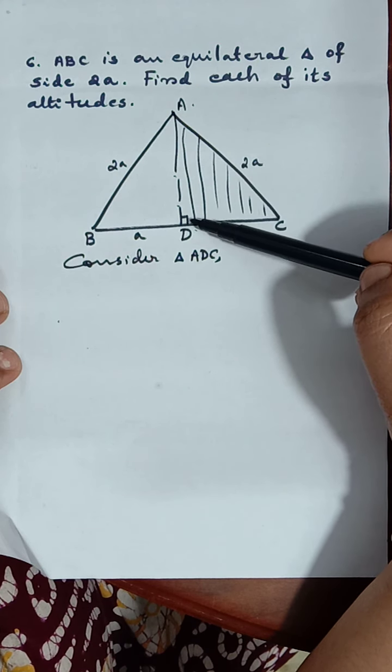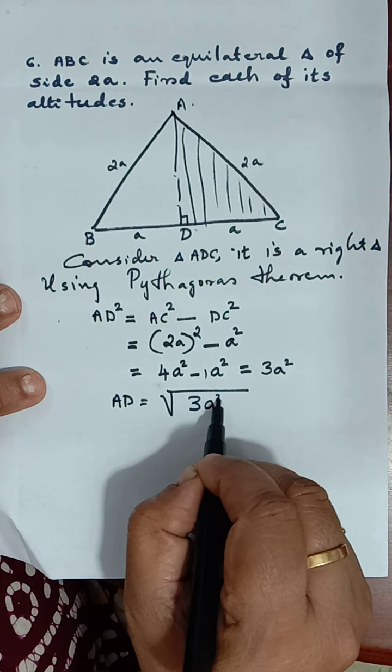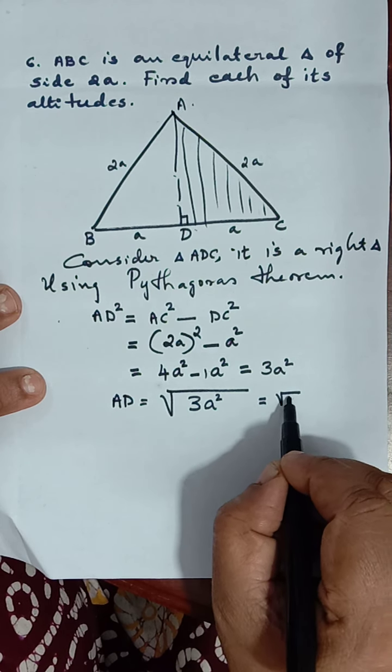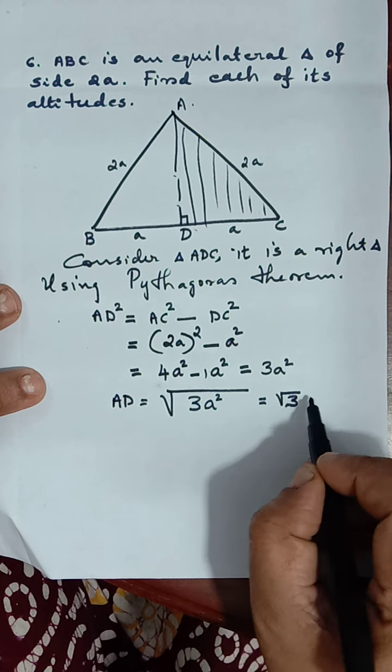AC we have 2A whole square minus DC we have A its square. 2A whole square means 2 square is 4A square, minus A square. 4A square minus 1A square will be 3A square. Therefore, AD will be square root of 3A square. We can separate the square root: 3 is having root and also A square is having root. Root of A square is A. Therefore, root 3A unit is the height or altitude of equilateral triangle.